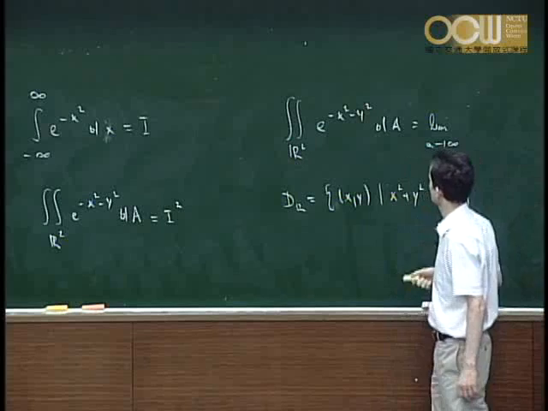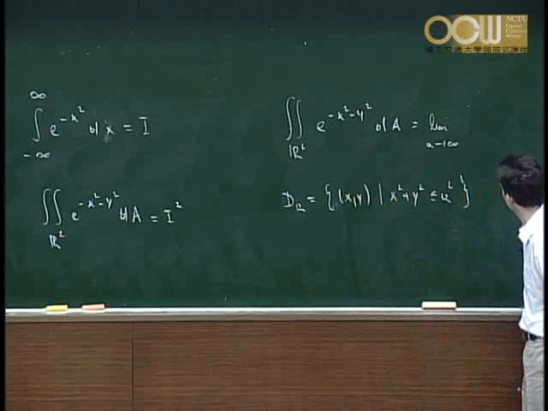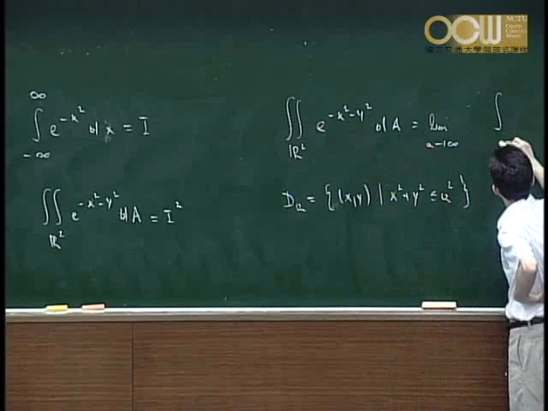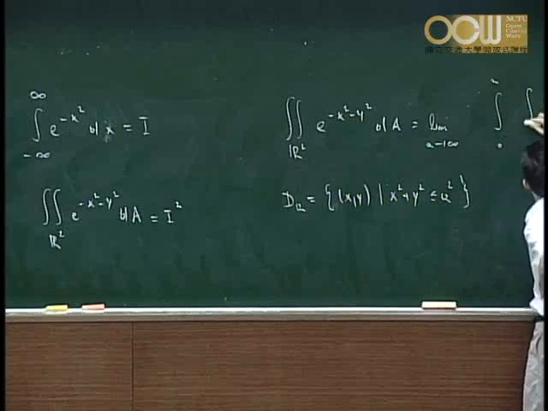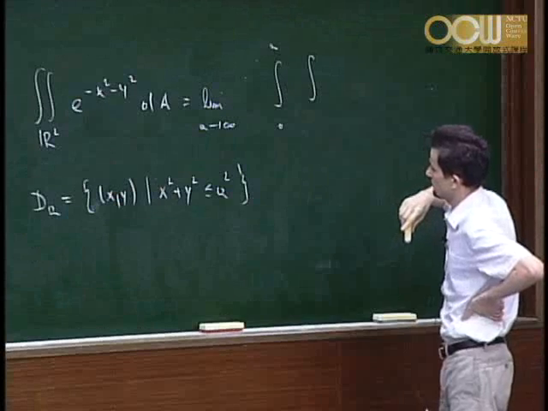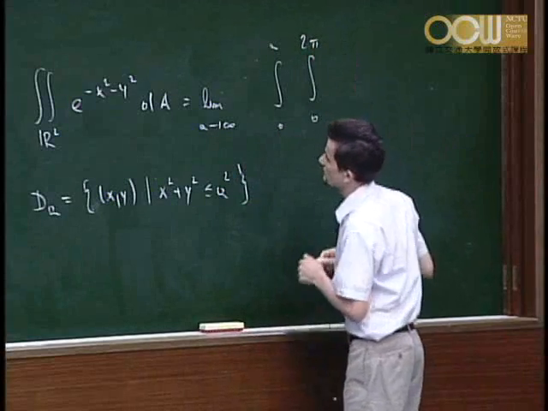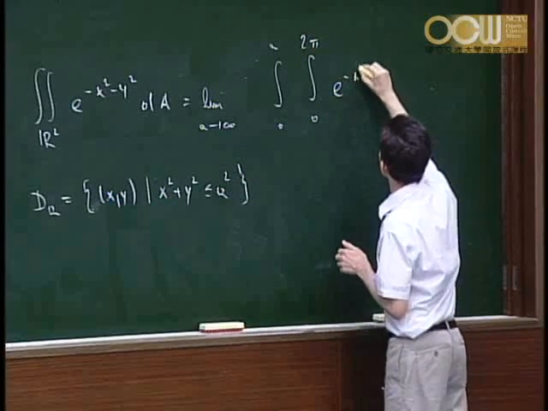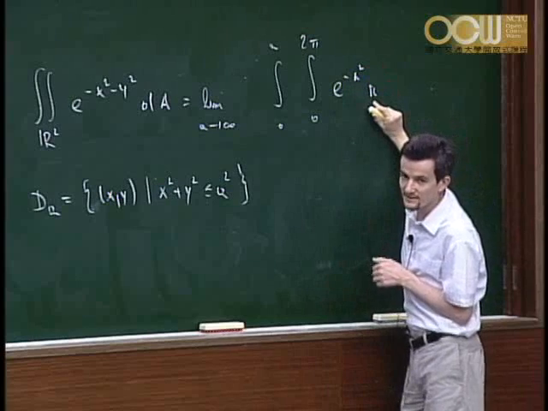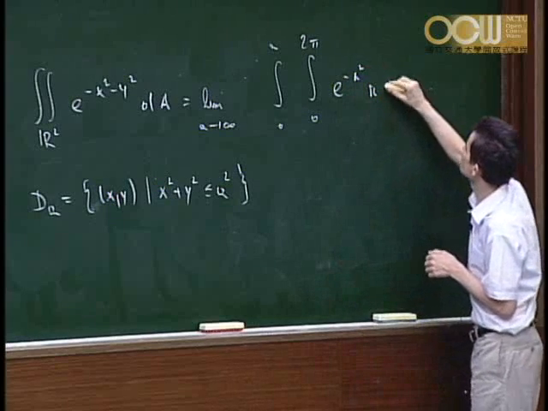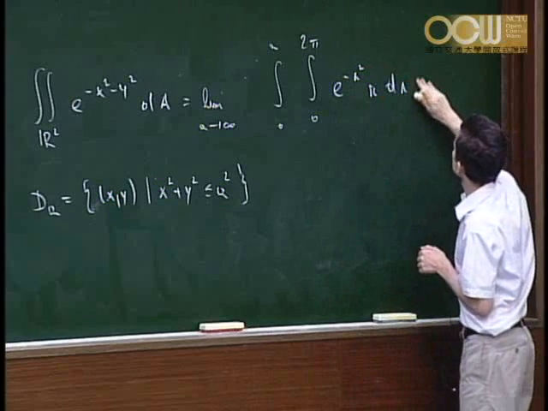And here, because of the form, we change to polar coordinates. So the radius goes from 0 to a. The angle goes from 0 to 2 pi. And then we have e to the minus r squared. And then, fortunately, we have here an r. This makes it easy. So dr d theta.